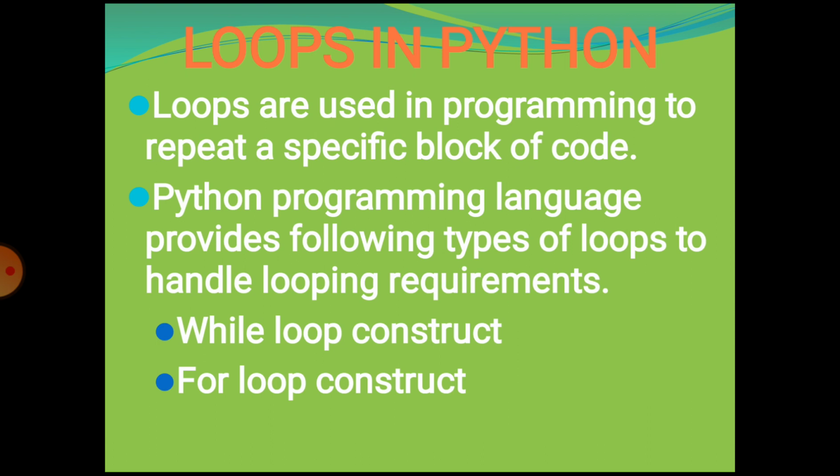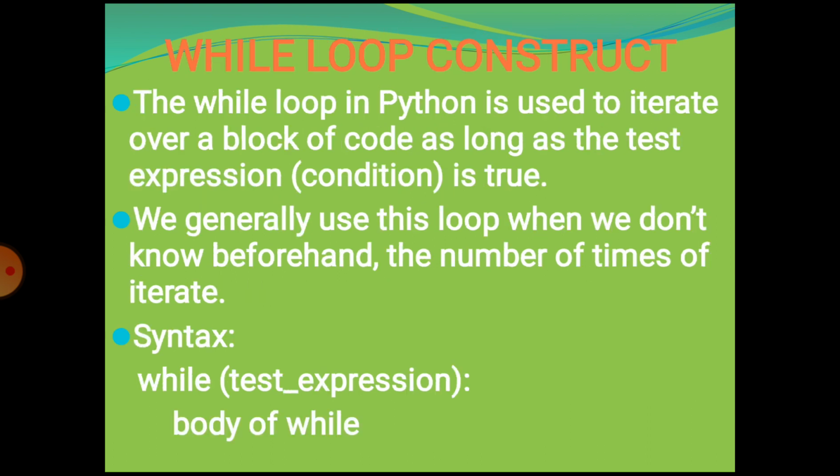Loops in Python. Loops are used in programming to repeat a specific block of code. If you want to execute a single statement multiple times, and the number of times is defined by you, you can use loops. Python programming language provides the following types of loops to handle looping requirements: the while loop construct and the for loop construct.